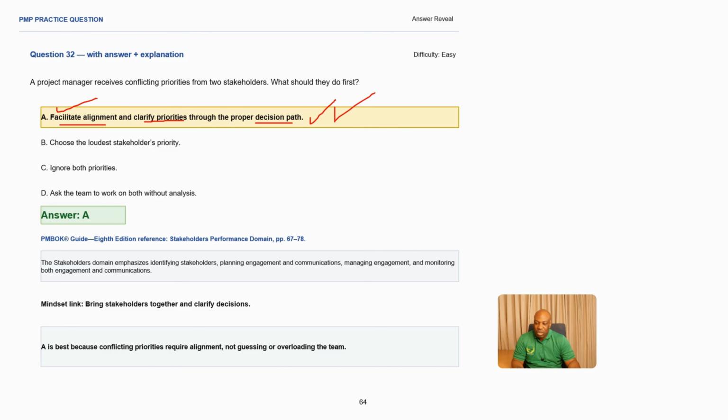And what is our reference to our PMBOK? Stakeholder performance domain, which is also on page 67. And what is the mindset that we have here? You need to bring stakeholders together and clarify decisions. So these are two stakeholders who are giving us competing priorities or conflicting priorities. So the best is to bring these two together, okay, and have an alignment in terms of what needs to be done, making A the best answer, because conflicting priorities require alignment and not guess. You should not be guessing or overloading the team. All right, making A the best answer.